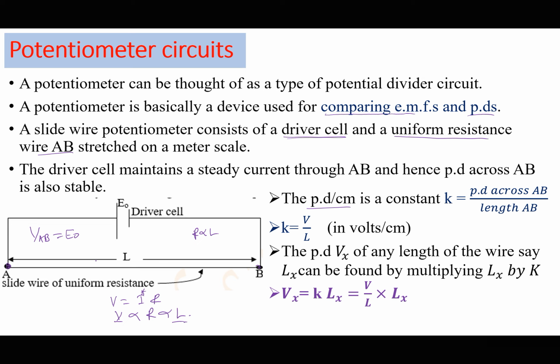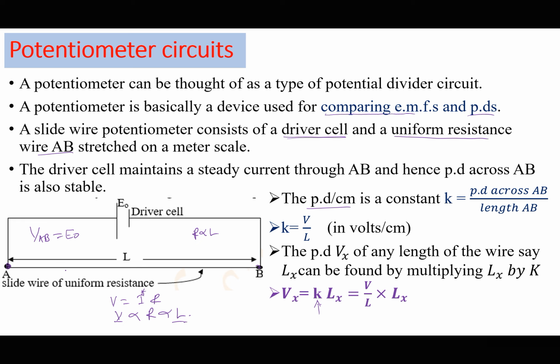So the PD Vx of any length of the wire can now be found by just multiplying the PD per unit length times the length. After all, the length is directly proportional to the PD, or the PD is directly proportional to the length. So if I know the PD per unit length, then I can always find the PD for any length of this wire. That is how a potentiometer works. If I know the PD per unit length of the wire, then I should be able to find the PD for any length of the wire. That is how a potentiometer works.